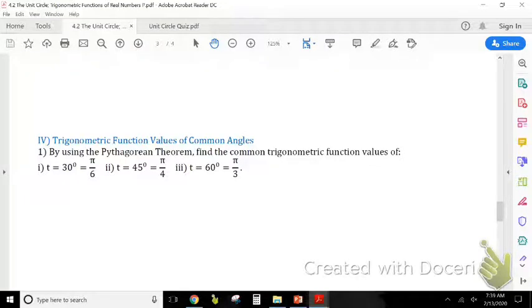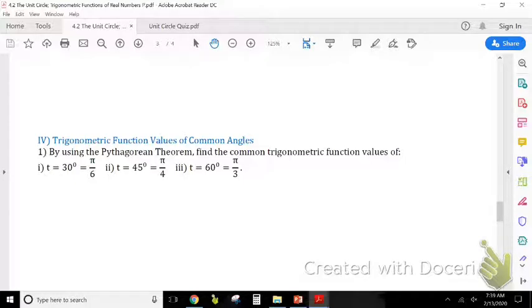All right, so this says part 4, we're going to do trig function values of common angles. And this is by using the Pythagorean theorem, find the common trig function values of. Well, I'm actually not going to use the Pythagorean theorem for us to talk about it. We're going to talk about your 30, 60, 90 and your 45, 45, 90 triangles. Remember those from geometry? Well, they're back.